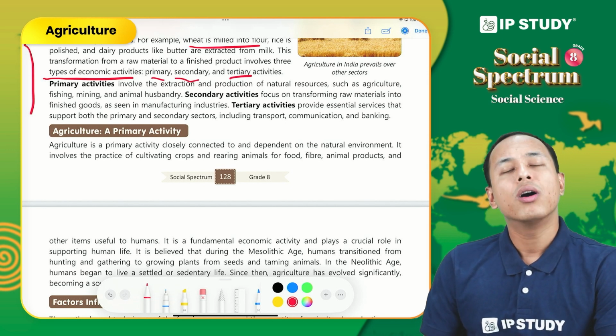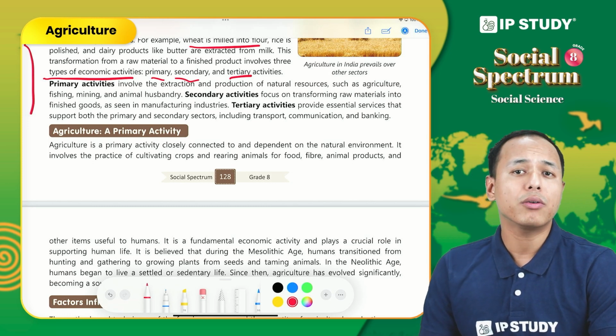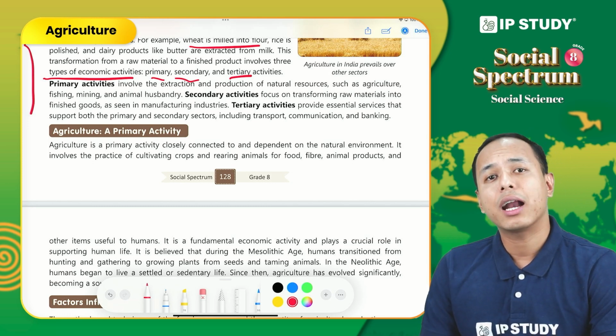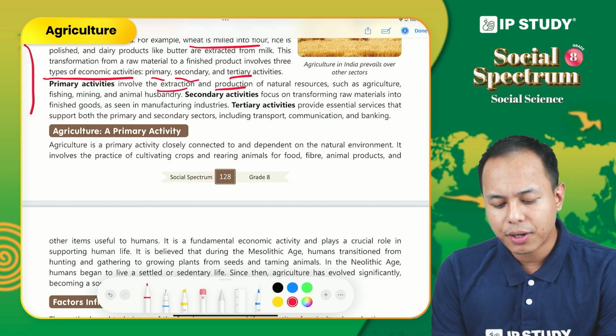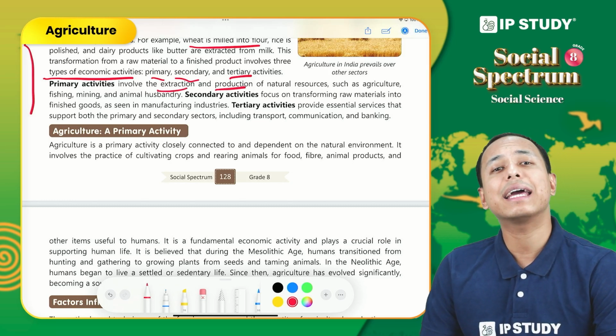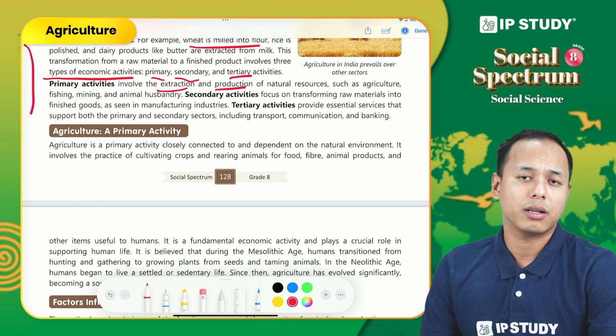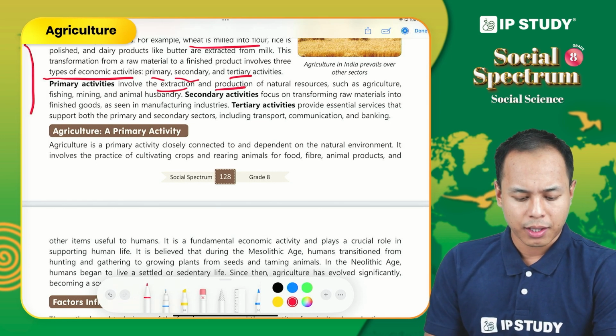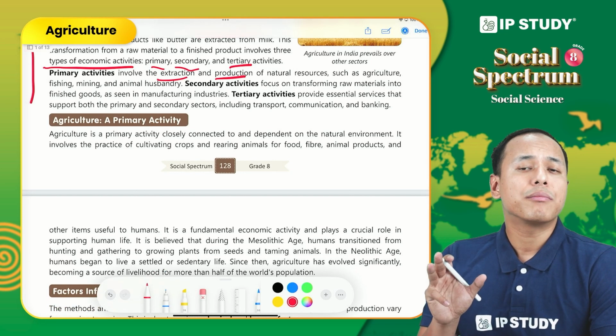So let's have a brief discussion about all these activities. What are primary activities? Activities that are involved in extraction and production of natural resources, or that are directly related to natural resources, like farming, mining, and animal rearing. So these are primary activities.